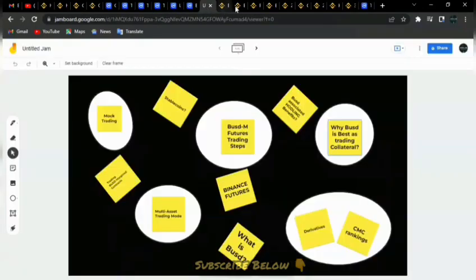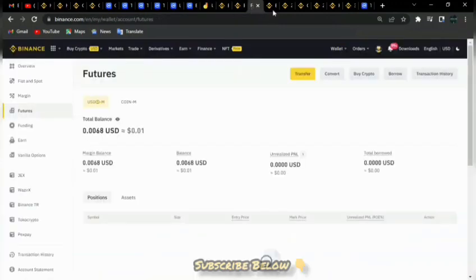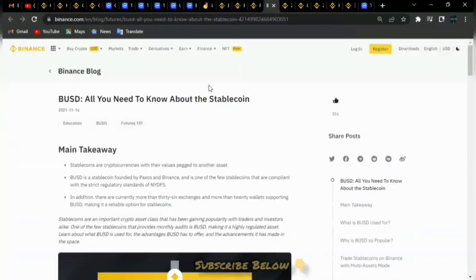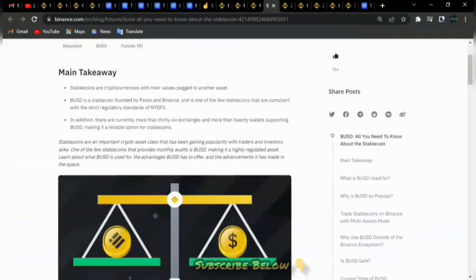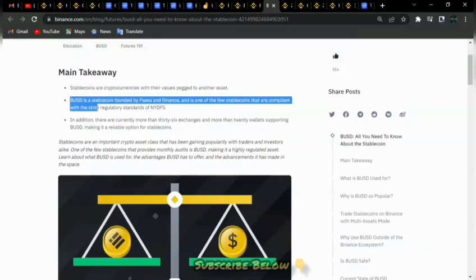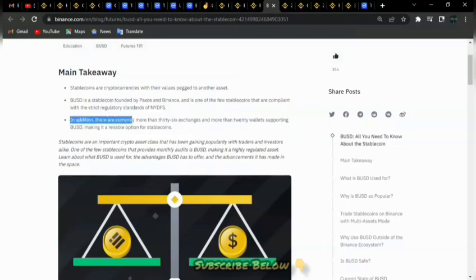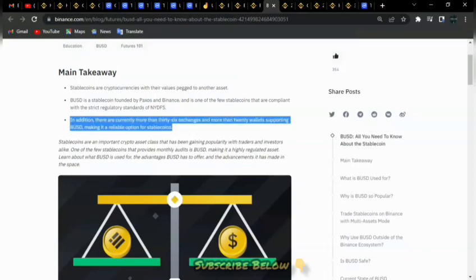Now going forward, let's look in depth at this article that talks about stablecoins in particular, so you can also get to know what stablecoins are. For stablecoins, the main takeaways here are: stablecoins are cryptocurrencies with their values pegged to another asset, which is usually a fiat currency or the US dollar. Now BUSD is a stablecoin founded by Paxos and Binance, and is one of the few stablecoins that are compliant with strict regulatory standards of New York, that is the NYDFS office.